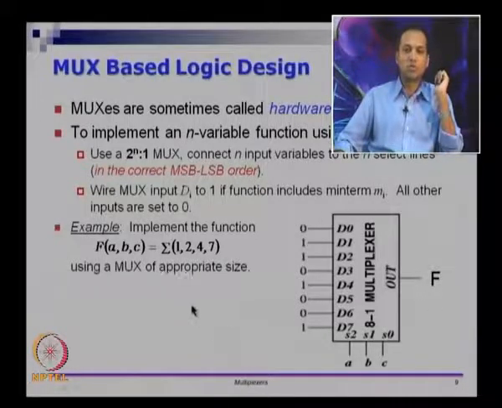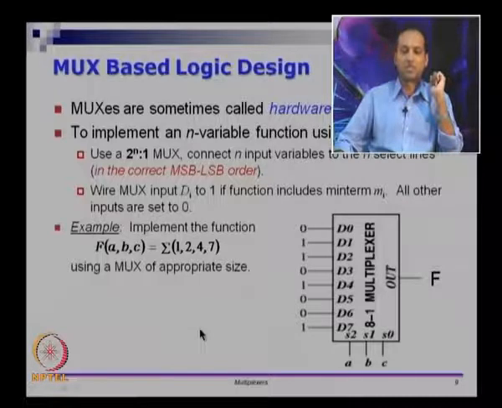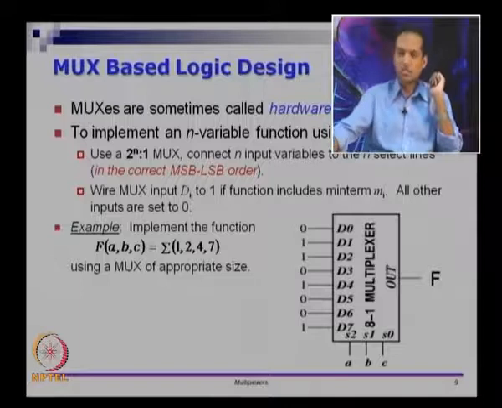So if I gave you a truth table, let us say 1 3 5 7 instead of 1 2 4 7, all you have to do is make D1 on, D3 on, D5 on and D7 on, the rest of them 0. That's the circuit that you want. It's as simple as that. So this is called mux based logic design.